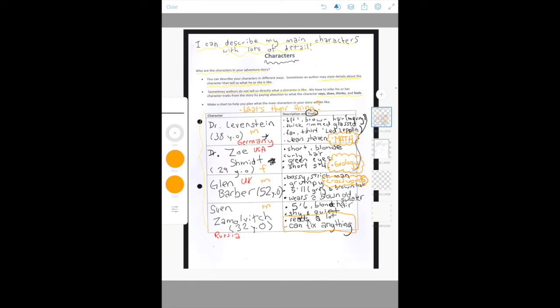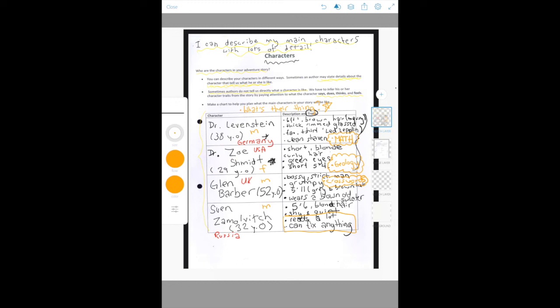So usually your character's thing is something that will come back later in the book, saying, okay, Dr. Levenstein has to do the thing they're good at. Dr. Zoe has to do the thing that they're good at, because they're going to run into problems throughout the story and they're going to need to solve them, right? So that's why they're a team. So the more detail you have about your characters, the better. So that's just a really short intro as to how to plan your characters.